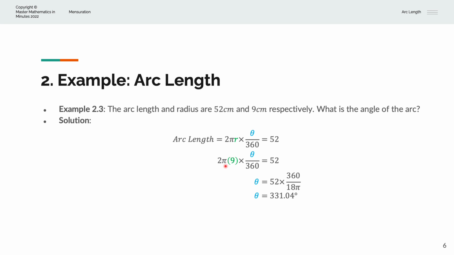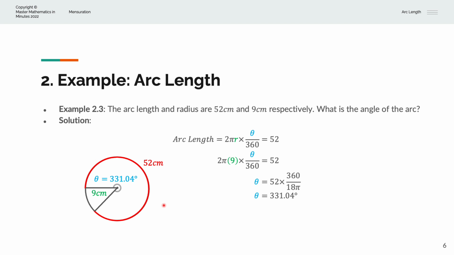So copy 2 pi down. We will replace r with 9 from the question above, as being the radius, multiplied by theta over 360, and we'll copy 52 down. And solving for theta, theta is equal to 52 multiplied by 360 over 18 pi, and theta is equal to 331.04 degrees.